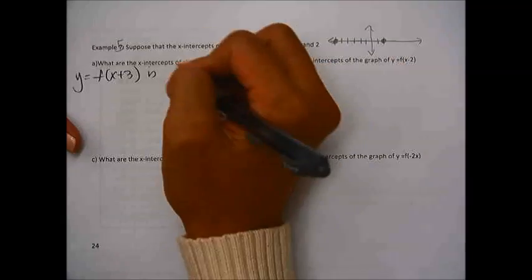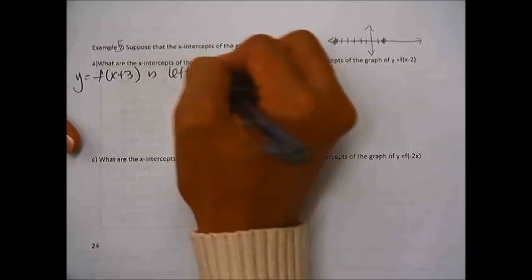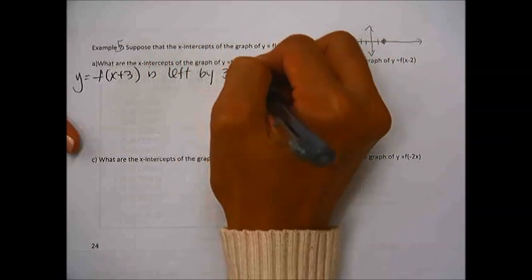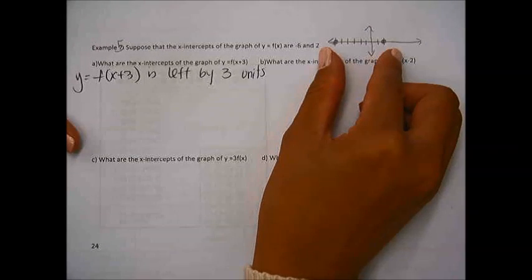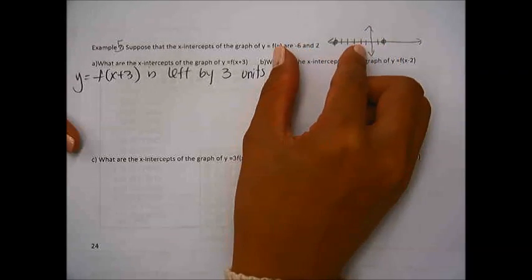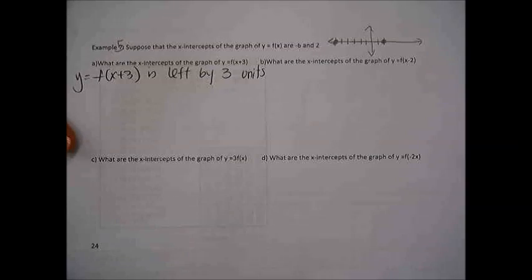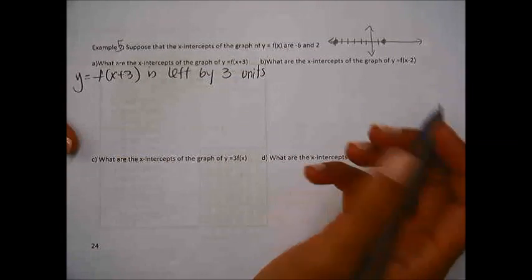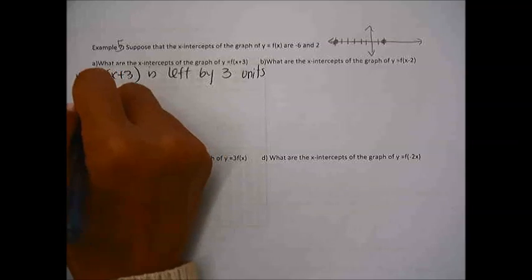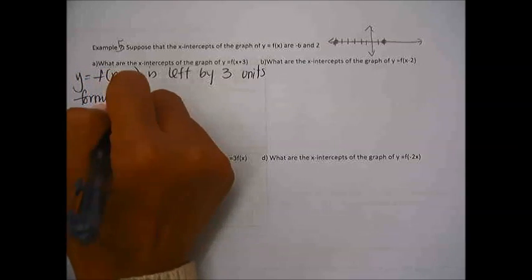I hope you said it is a left by 3 units. Okay. So what I'm going to do is take these x-intercepts and move them to the left by 3. So the y values don't change. Let's look at this really quick. This is a formula.